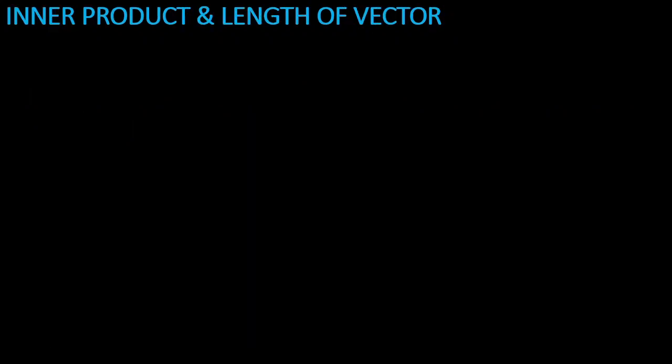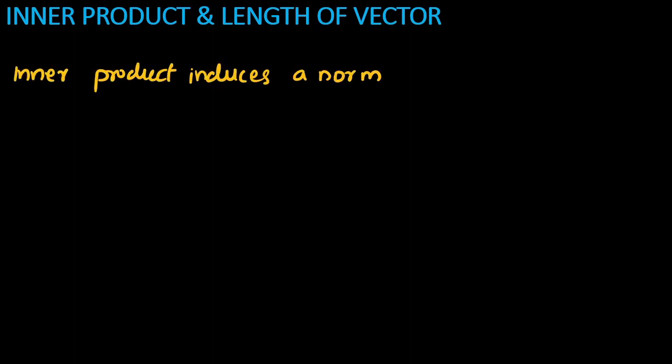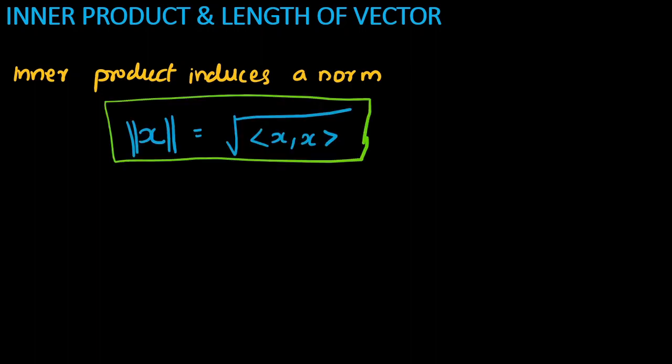Actually, we don't need the cross product here, we just looked at it, that's all. And what is the relation between inner product and length of a vector? The inner product induces a norm, or the length of the vector. So we can write it like this: the norm of x is equal to root of the inner product of x with itself, where the inner product is written within angle brackets.